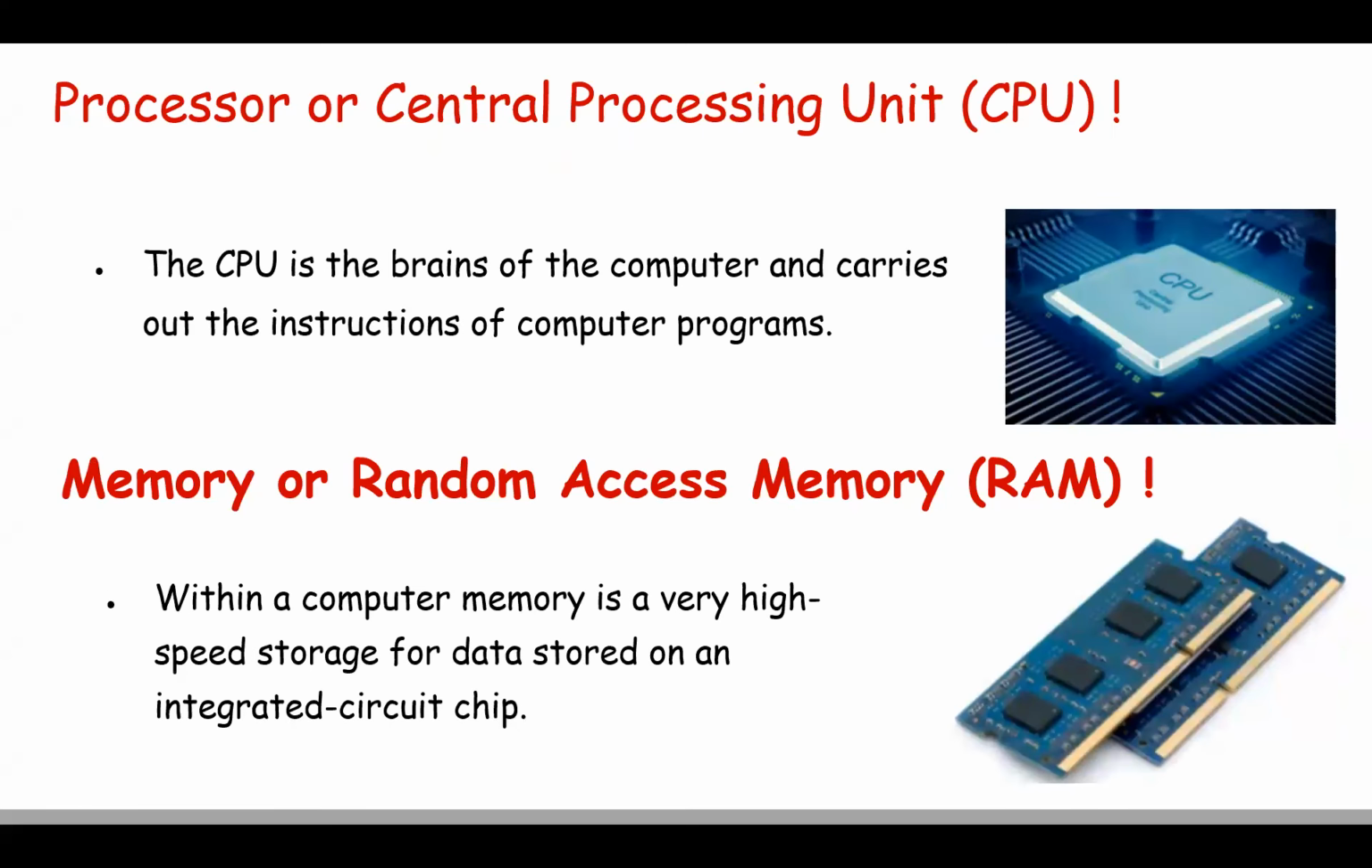What is meant by CPU? CPU is nothing but a central processing unit. I would say it is like a brain for the computer, which carries out the instructions of the computer program. And what is meant by RAM? Random access memory. Within a computer, memory is very high speed storage for data stored on an integrated circuit chip.